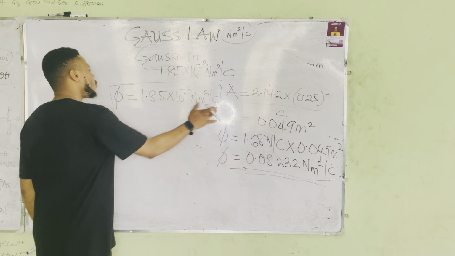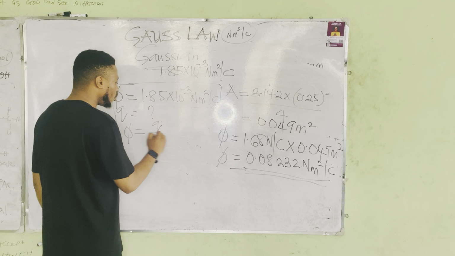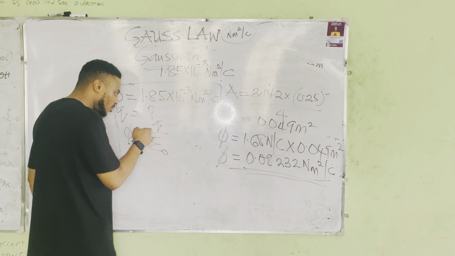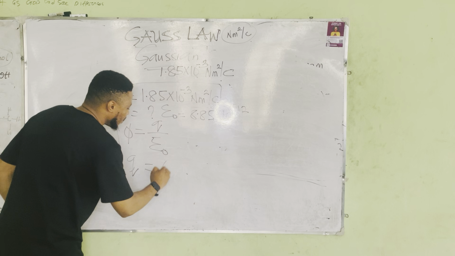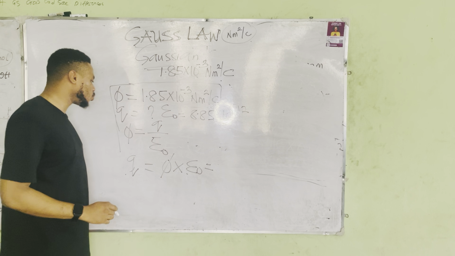And of course, we know that the best formula to use here is electric flux equals Q over epsilon naught, according to Gauss's law, right? And we're looking for Q, right? Remember that epsilon naught is 8.85 times 10 raised to power minus 12, right? Okay, so to make Q the subject of the formula, Q will be this times this. So our electric flux times our permittivity of free space is what will give us our charge.